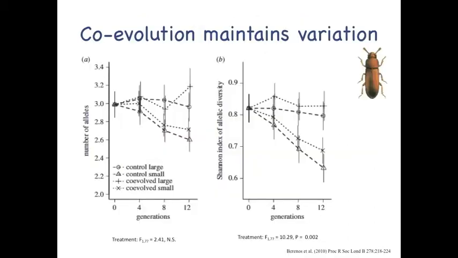Actually, it also maintains genetic variation. It just shows here, for example, the number of alleles, different versions of the same gene that circulate in the population. And for example, here, the co-evolves are all the dotted lines. You should always compare between these groups. And in each case, the dotted lines are above the dashed lines, which means that as these generations unfold, the genetic variation in the population is maintained. It's a process based on co-evolution.